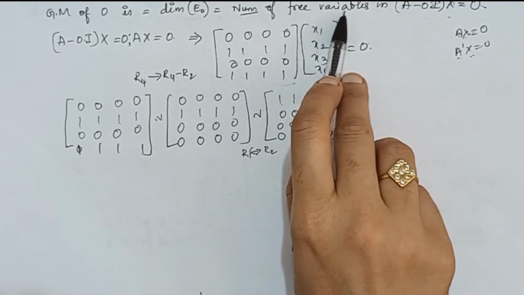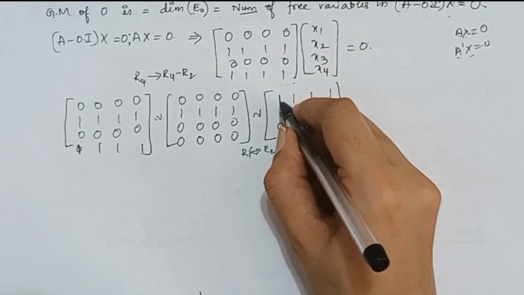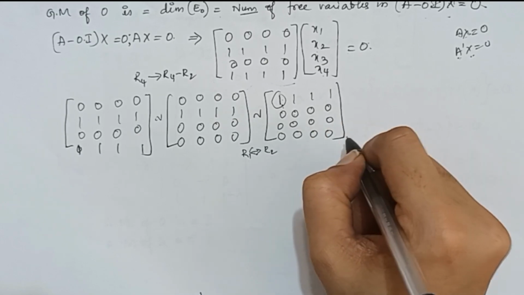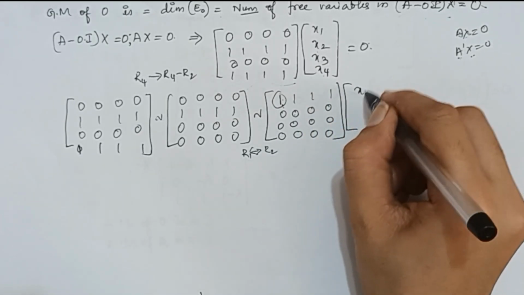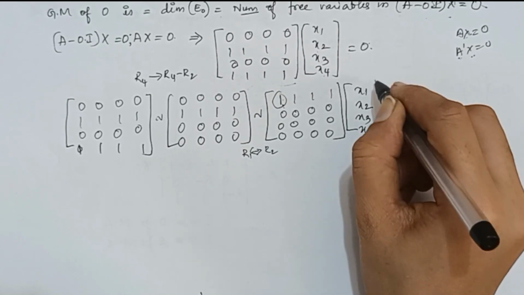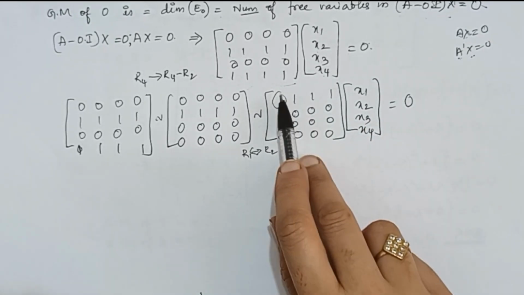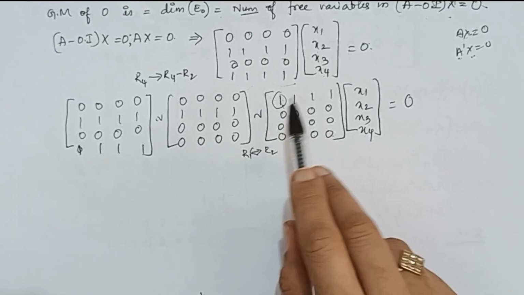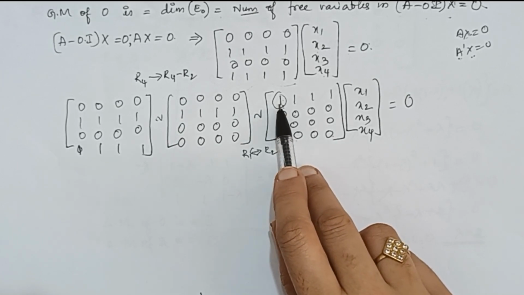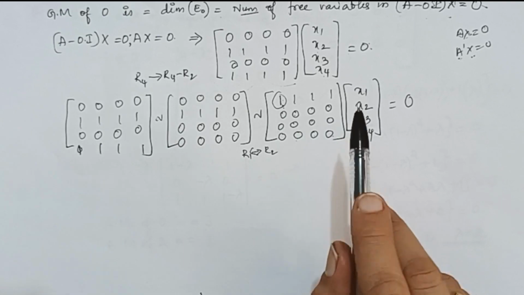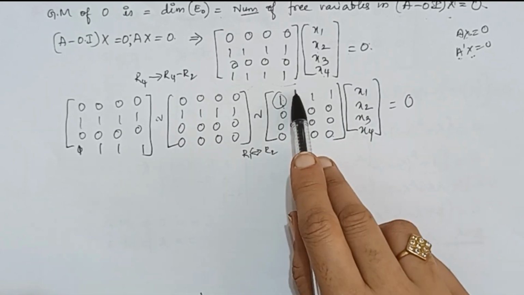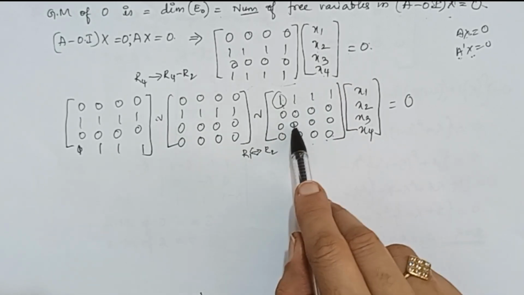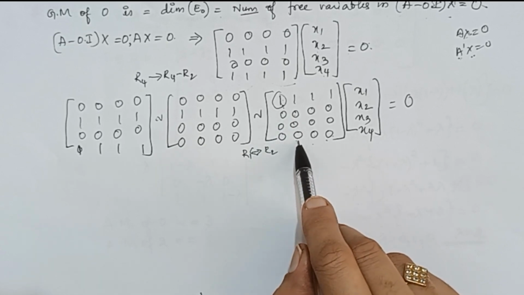Number of free variables means, how to count the free variables. See, the first row, first column has a pivot. Next, none of the rows have any pivot. Therefore, here the system becomes x1, x2, x3, x4, which is equal to 0. This column corresponds to the variable x1, this to the variable x2, x3, x4. Therefore, only the first column has a pivot. If any column does not have a pivot, then that is called a free variable. x2 is a free variable, x3 is a free variable, x4 is a free variable, as there are no pivots in the second, third and fourth columns.